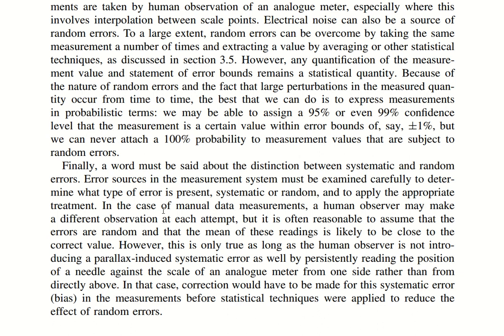However, this is only true as long as the human observer is not introducing parallax, right? Which is an induced systematic error, and it happens when the observer persistently reads the position of the needle against the scale of an analog meter from one side rather than from directly above, right? So you understand that you're not watching straight; you're watching at a cross angle. Because of this, there would be some error from watching something in a crossed way.